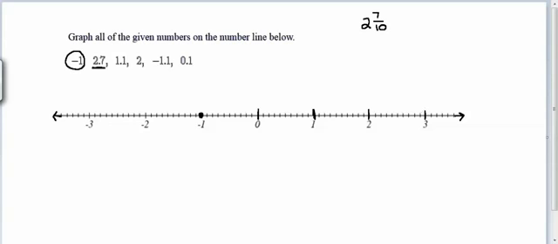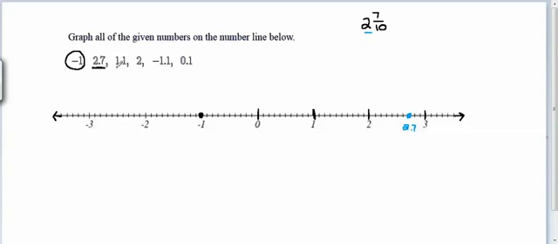So to graph 2 and 7/10, we'll first go to the number 2 right here. And now we need to go forward 7 out of 10 spaces left. So we'll go forward 1, 2, 3, 4, 5, 6, 7. And there would be 2 and 7/10, or 2.7, as it was indicated here.